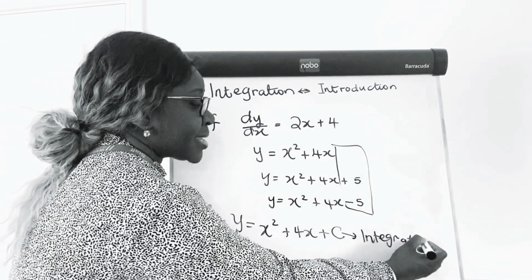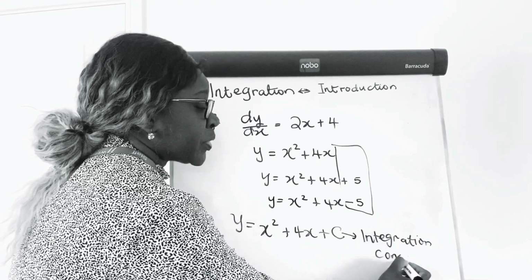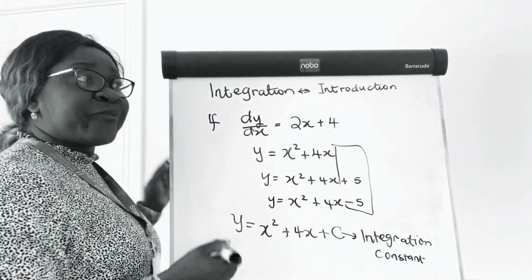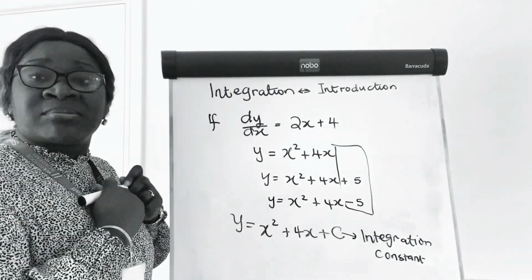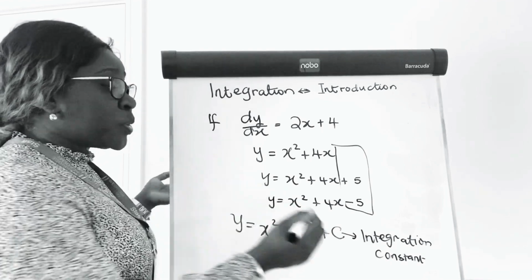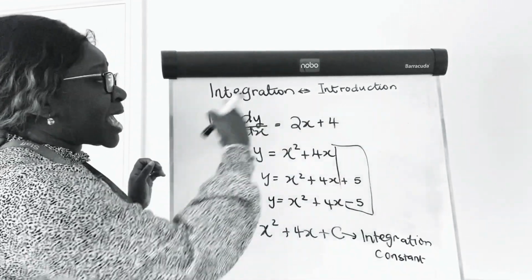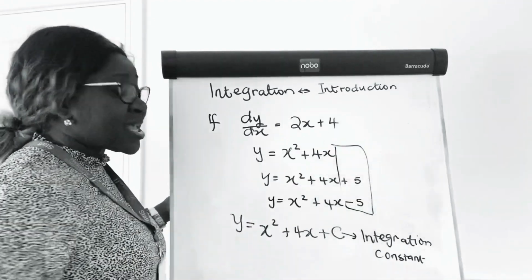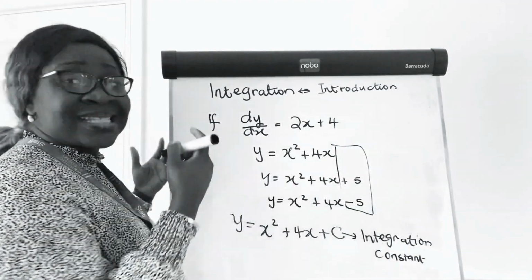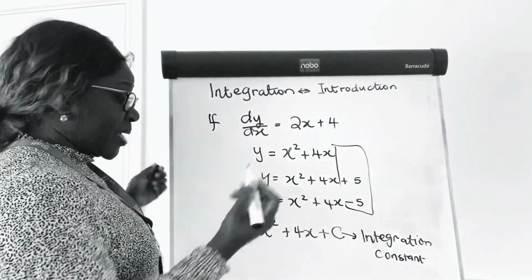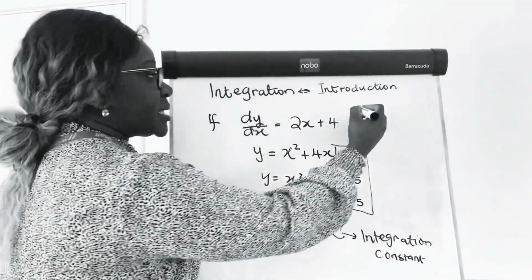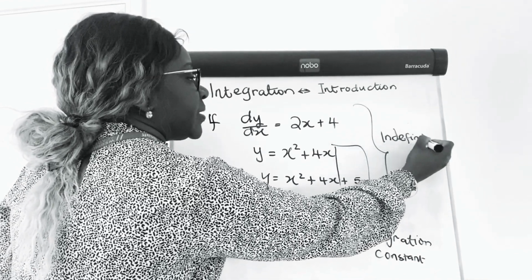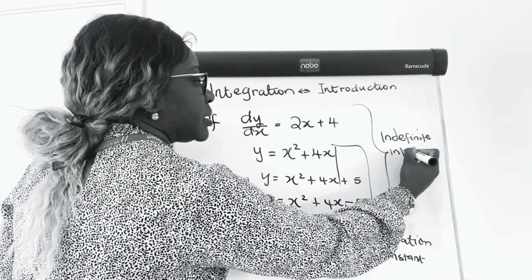c is known as the integration constant, and we use it to represent that number at the end of that function that we're not sure about, that we don't know. Whatever it is, we use c to represent it. And this type of integration, where you do not know what that last number is, is known as an indefinite integral type problem. Indefinite integral.